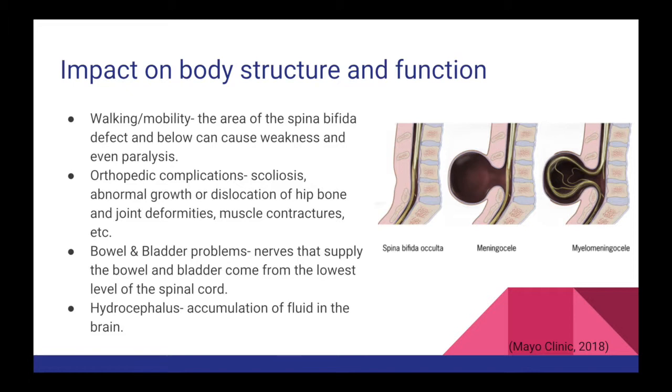Next is bowel and bladder problems. There are nerves that supply the bowel and bladder that come from the lowest level of the spinal cord. This is often impacted in spina bifida cases, leading to dysfunction. Lastly is hydrocephalus. This is the accumulation of fluid in the brain. Often, hydrocephalus causes balance issues, shuffling gait, memory loss, as well as headaches.